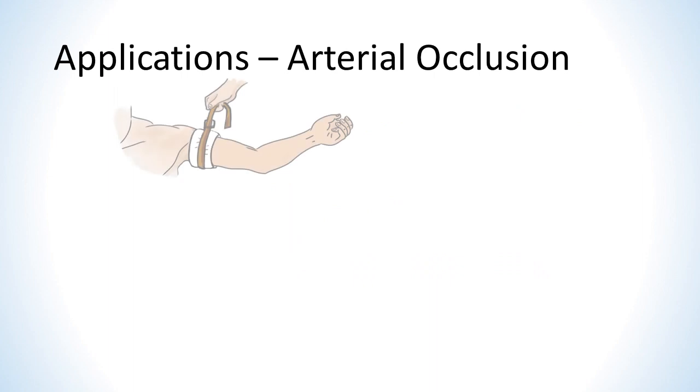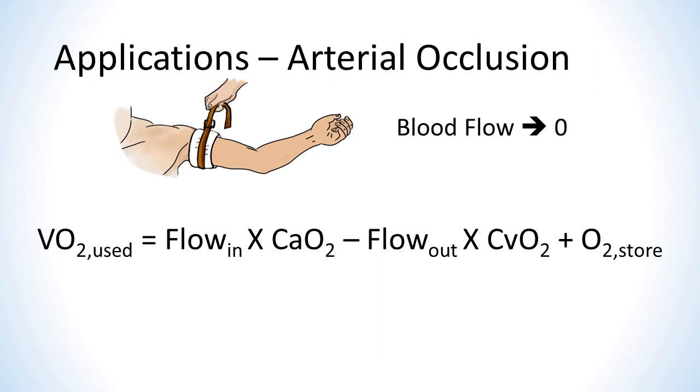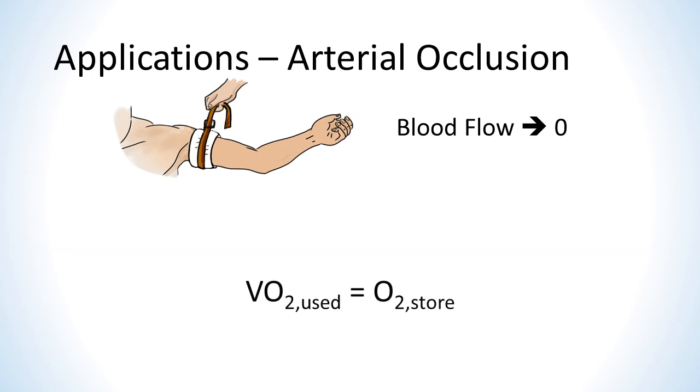An arterial occlusion can be thought of as applying a tourniquet, although it can also occur naturally from strong muscle tension. An arterial occlusion means that all blood flow stops. Let's take a look at how this fits into the muscle VO2 equation. Blood inflow goes to 0. Blood outflow goes to 0. The only thing that's left is that any oxygen used has to come from storage.